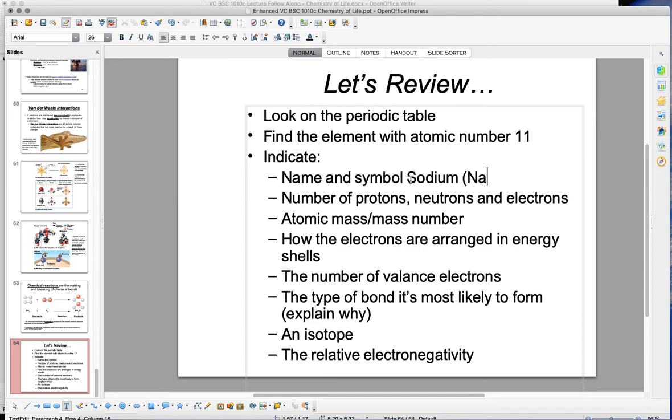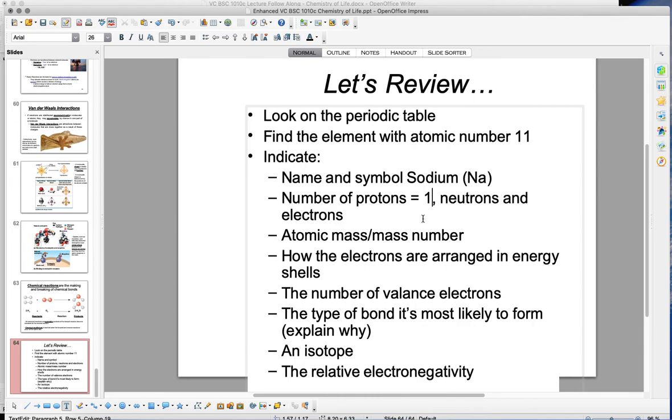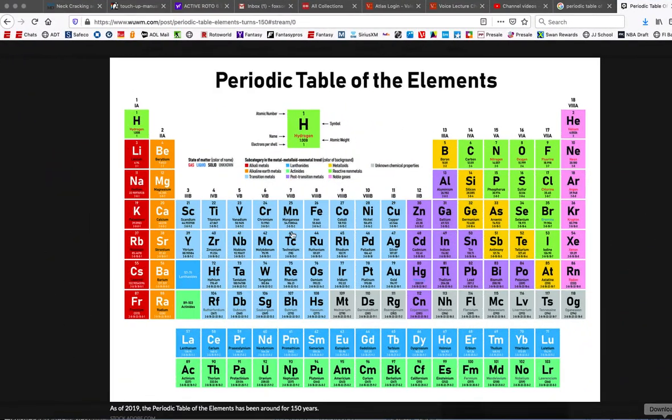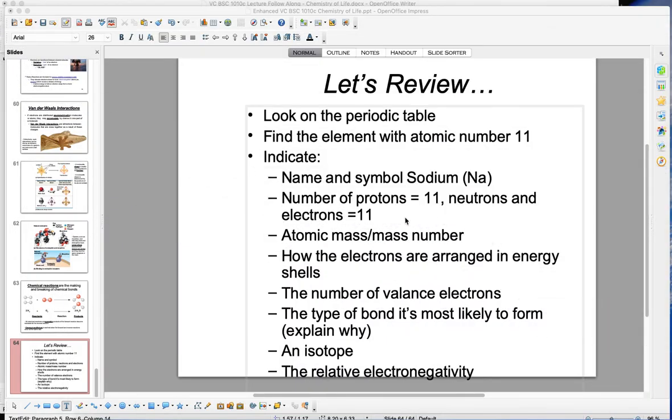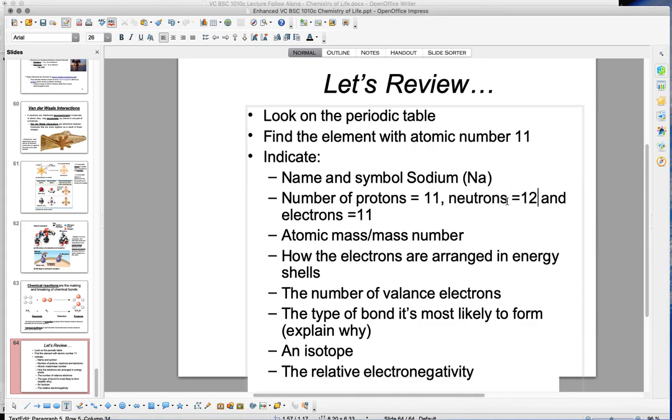and the symbol is Na. Now, the number of protons, neutrons, and electrons. If its atomic number is 11, remember that tells us our number of protons, so that's going to be 11. That also tells us our number of electrons if it's neutral, because Na is neutral, there's no positive or negative, so that's 11. And the number of neutrons is going to be 12, because our atomic mass is 23. It says 22.9, but remember we want to round that up to 23. So 23 minus 11 is 12, so neutrons equals 12. The mass number, we said, equals 23.